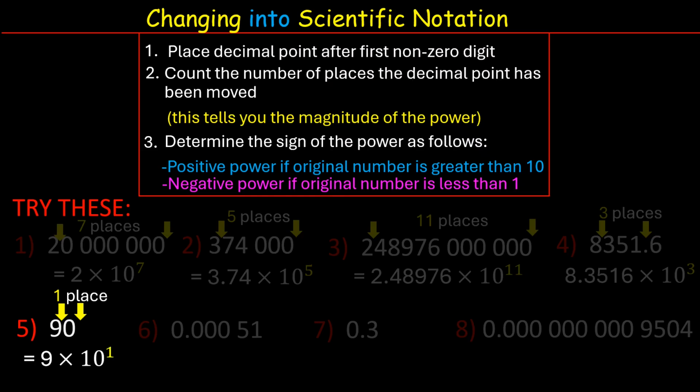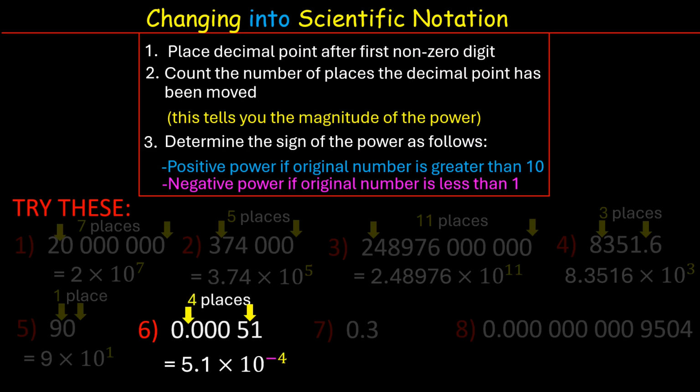The rest of our examples are all numbers less than 1, so we immediately know all their powers will be negative. For number 6, we move the decimal point to be after the 5, a total of 4 places, so the power must be negative 4. We have 5.1 times 10 to the negative 4.